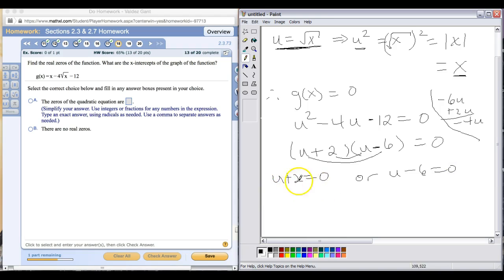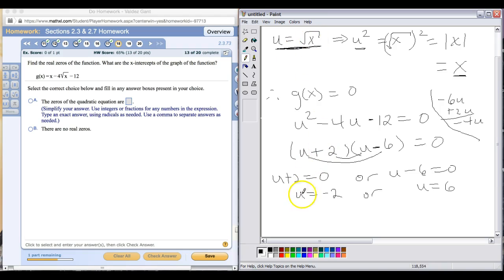And of course, if we subtract 2 from both sides, that means that u is minus 2, or now that u is equal to 6. Okay. But now again, we are not solving for u, we are solving for what? That's right, solving for x. So here we have to substitute what u ends up being, or what u was rather.